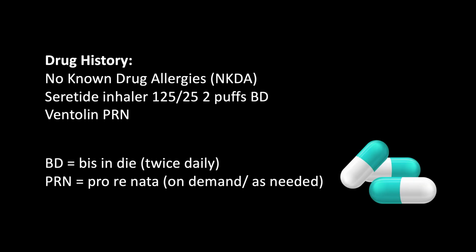In terms of his drug history, he has no known drug allergies, which in writing we can abbreviate to NKDA. He uses a Seretide inhaler, which he takes 2 puffs BD. BD is the Latin for twice daily. We use these Latin symbols in English. And he also has a Ventolin inhaler, which he uses PRN, which again is Latin, and it really just means on demand or as needed.